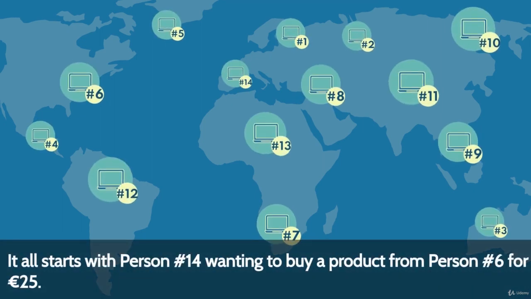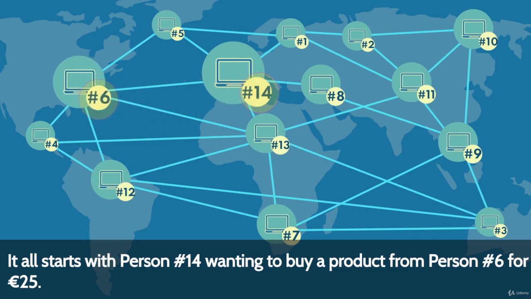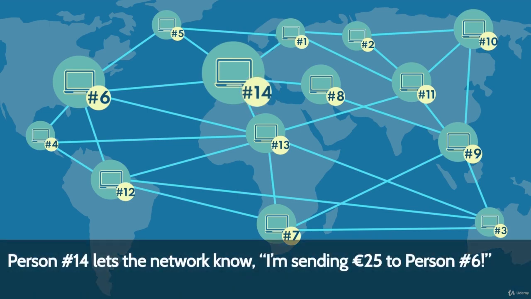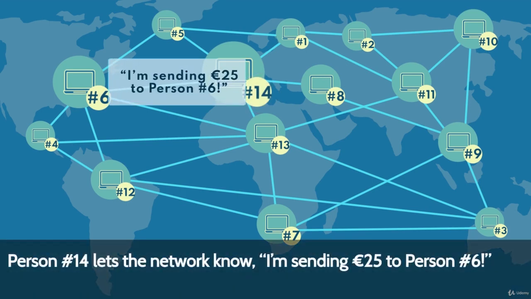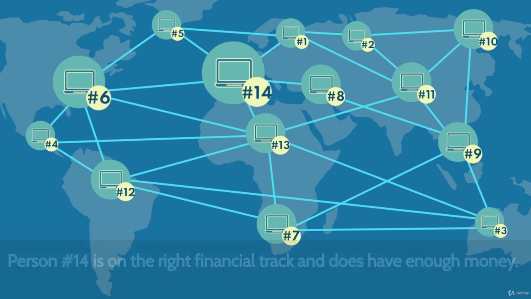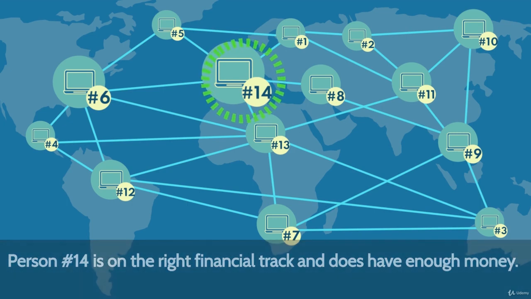It all starts with person 14 wanting to buy a product from person 6 for 25 euros. Person 14 lets the network know, "I'm sending 25 euros to person number 6." Then all of the computers check whether person 14 has enough money to make this transaction. Person 14 is on the right financial track and does have enough money.